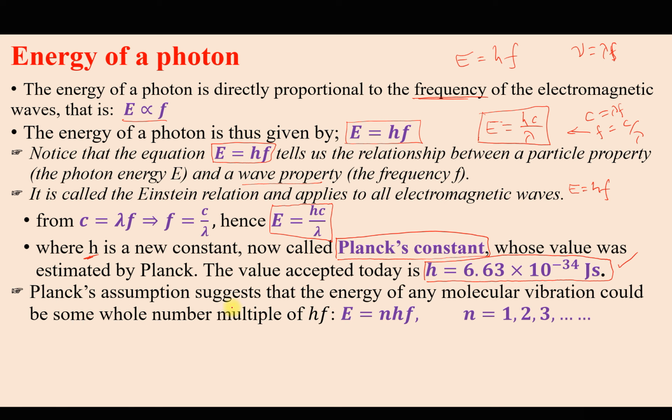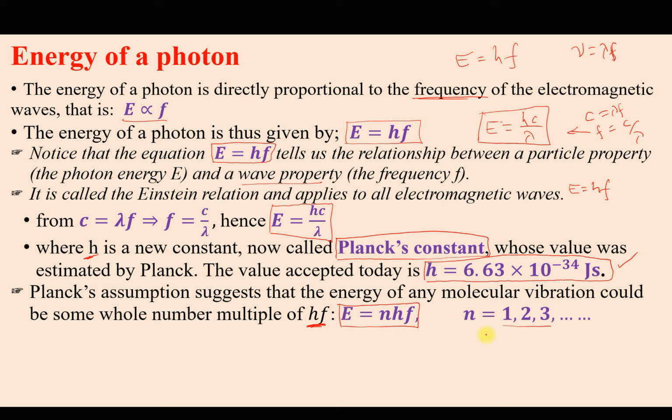Planck's assumption suggests that the energy of any molecular vibration could be some whole number multiple of hf, with hf being the smallest amount of energy. So if a molecular vibration or electromagnetic radiation has several photons, then the total energy could be given by nhf, where, because the energy is quantized and exists in discrete amounts which are multiples of hf, n should be a whole number, such as 1, 2, 3, 4, and so on.